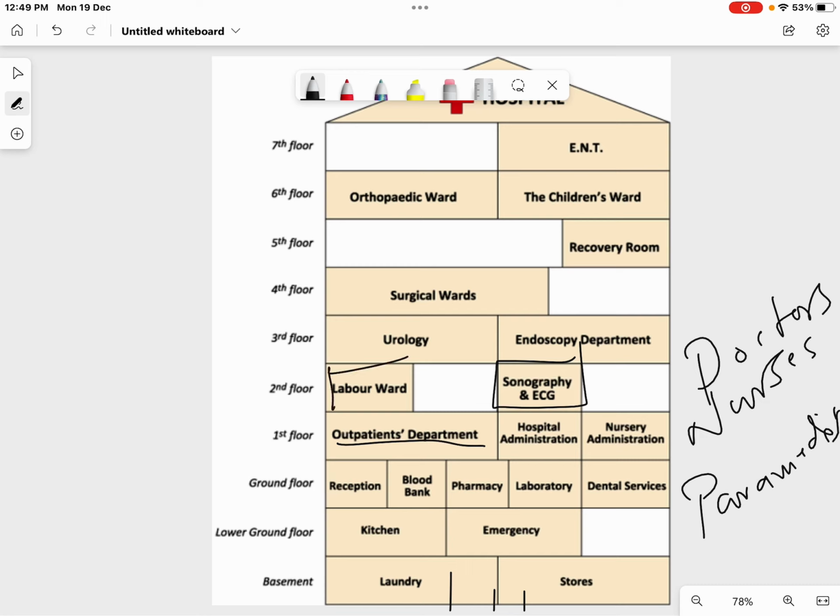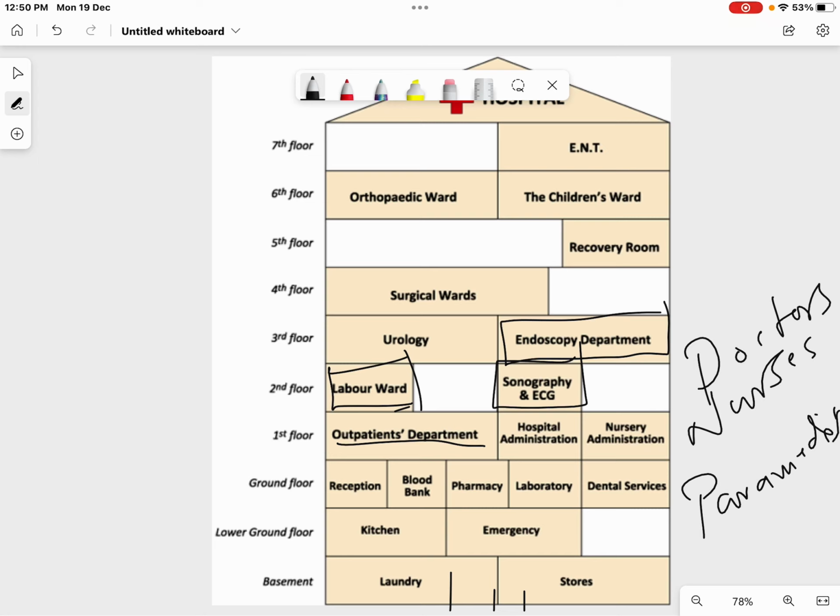Labor ward is where babies are delivered, where babies are born. So this is for highly specialized doctors who are associated with giving birth. Endoscopy department is for ailments inside the digestive system. It could be tumors, it could be simple gastritis, and the endoscopy department has specialized equipments which are used to find out the condition of the interiors of your digestive system.